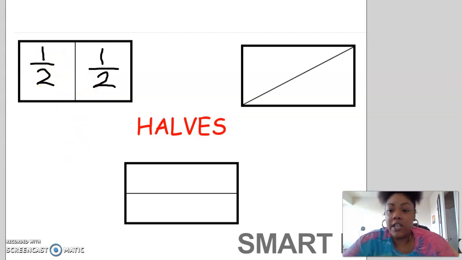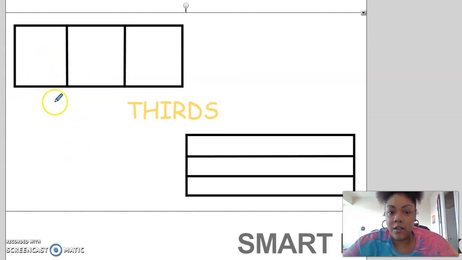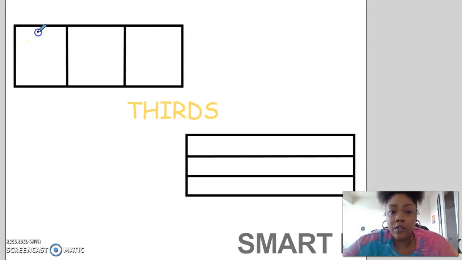Then you also checked out thirds this week. So let's take a look at those. It is the exact same concept. Here I have one whole and another whole. I went ahead and partitioned these wholes into 3 equal parts. We call those parts 1/3. And it takes 1/3, 2/3, 3/3 to make one whole.